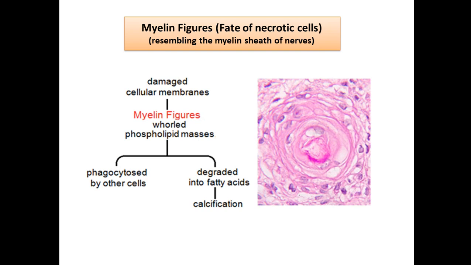Now, what are myelin figures? Myelin figures are derived from the damaged cell membranes, and they present in the form of oval phospholipid masses. Now what will happen is that either they will be phagocytosed by the inflammatory cells, or sometimes they are degraded into fatty acids, where calcium salts are deposited and saponification occurs due to calcification, the addition of calcium.